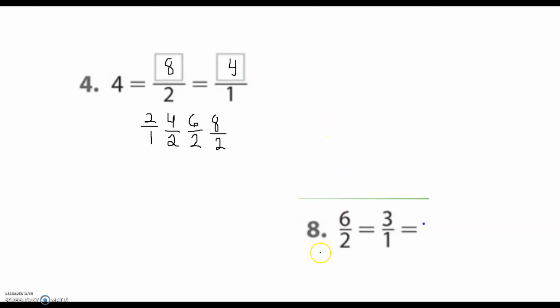Now let's look at number 8. 6 halves is the same as 3 over 1. It's also equal to 3. 3 is our whole number. And also 2 goes into 6, 2, 4, 6, 3 times.